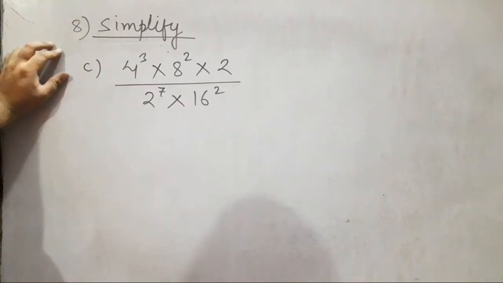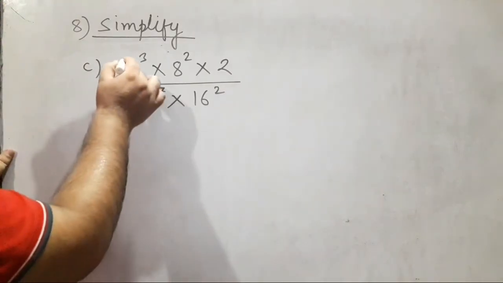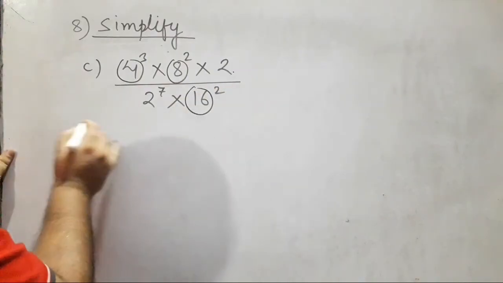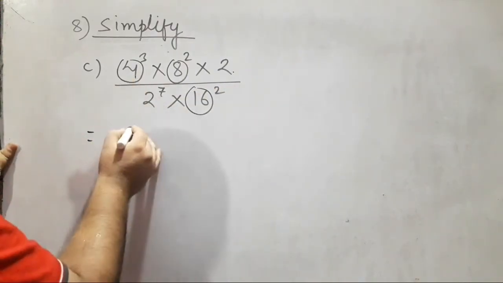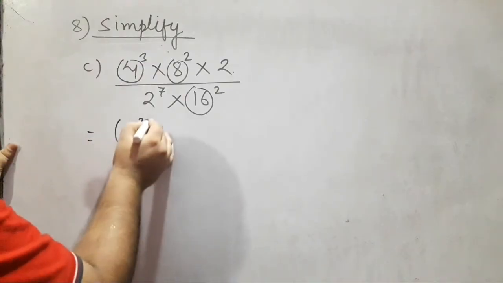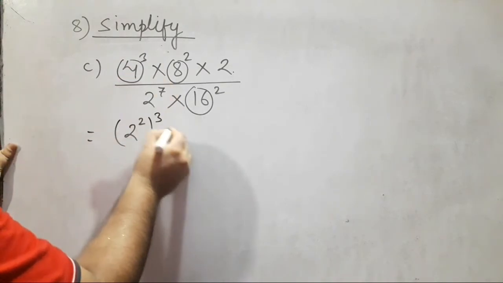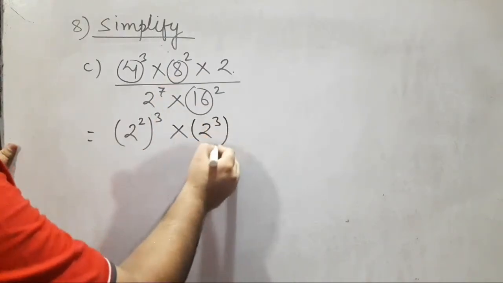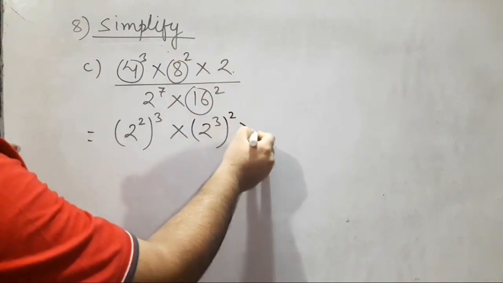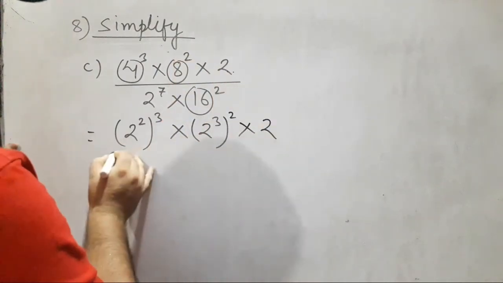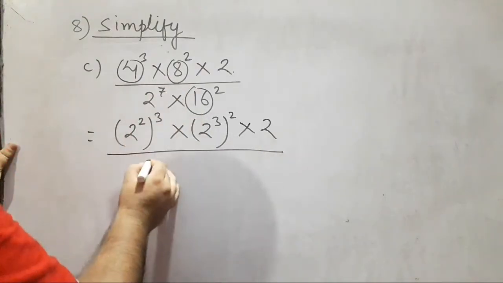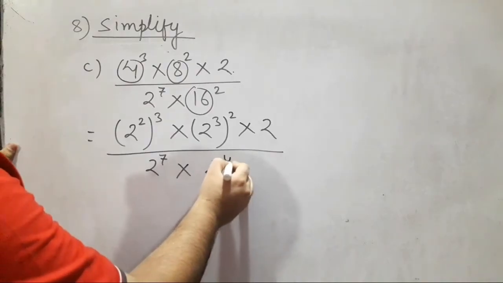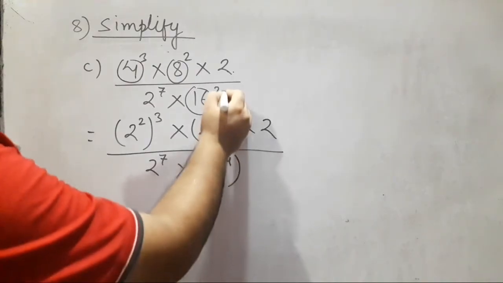Question C. As we can see that these all bases can be converted into the base 2. So we can write 4 as 2 power 2, bracket power 3, into 8 can be written as 2 power 3, bracket power 2, into 2 as it is, by 2 power 7, into 16 can be written as 2 power 4, bracket power 2.